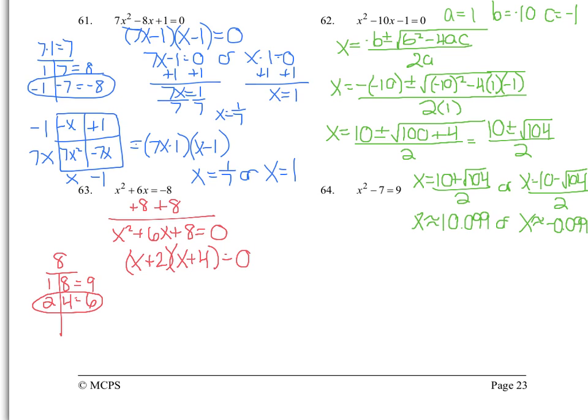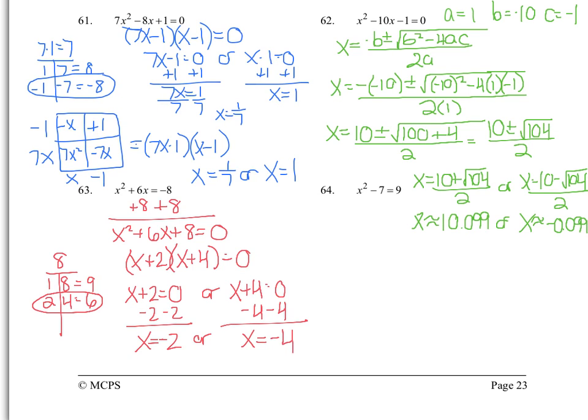So using the zero product property, x plus 2 equals 0, or x plus 4 equals 0, and I'm going to solve for x. So I'm going to subtract 2 and get x equals negative 2, or I'm going to subtract 4 and get x equals negative 4, and those are my two zeros.